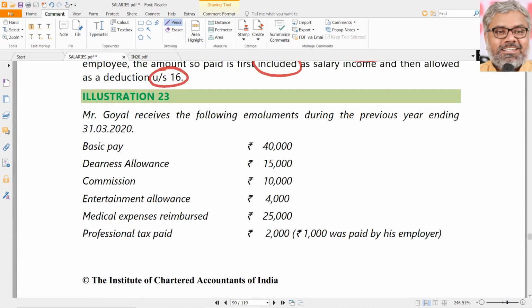Doesn't matter. Irrespective of that, we will have to calculate his taxable salary. So take one by one, all are given. So 40,000 into 12, so 4,80,000 basic. DA, 15,000 into 12, that is 1,80,000 taxable.